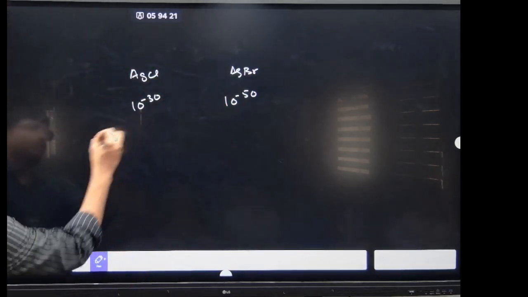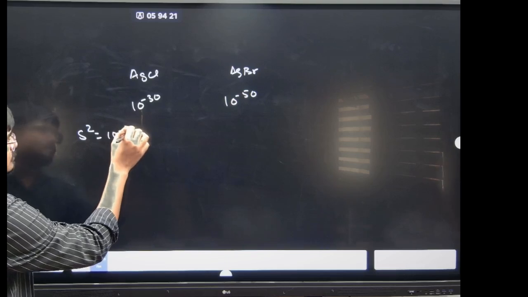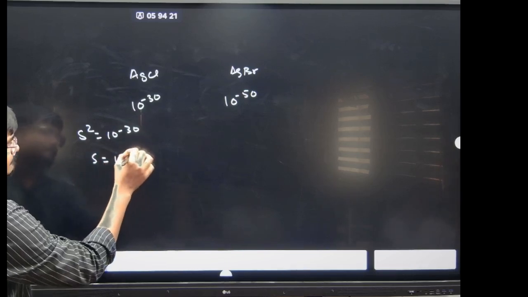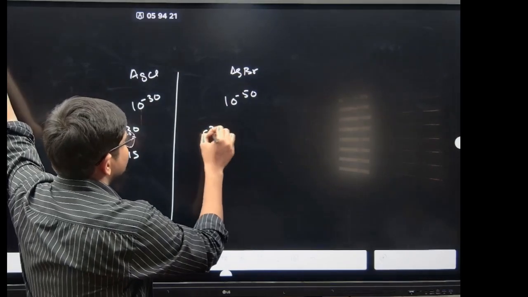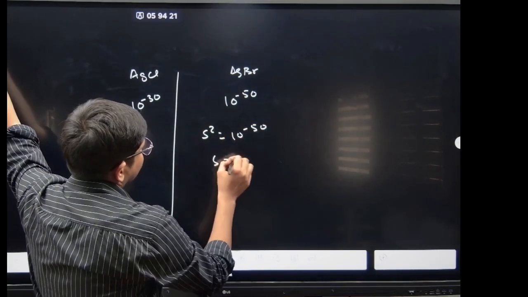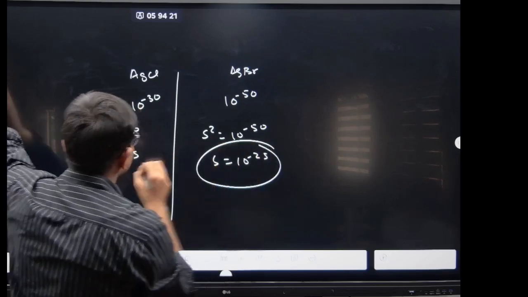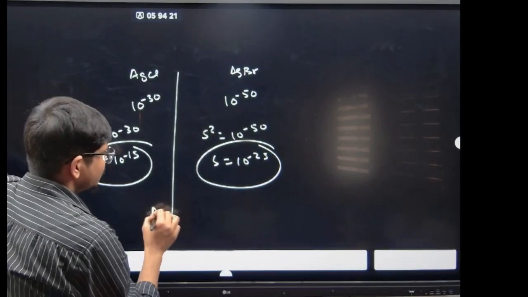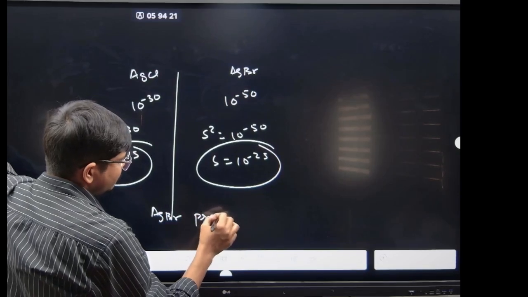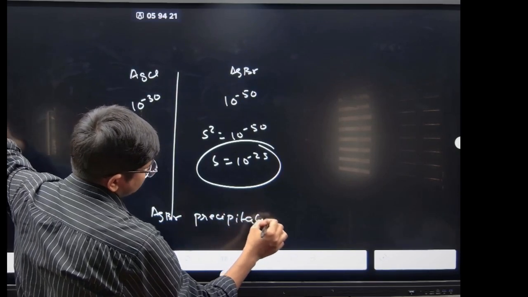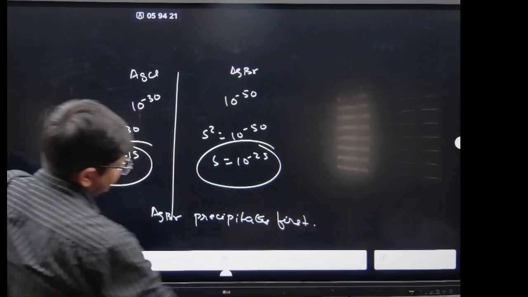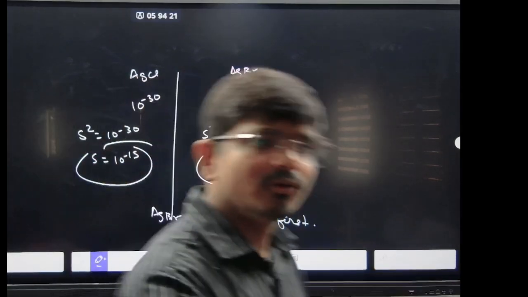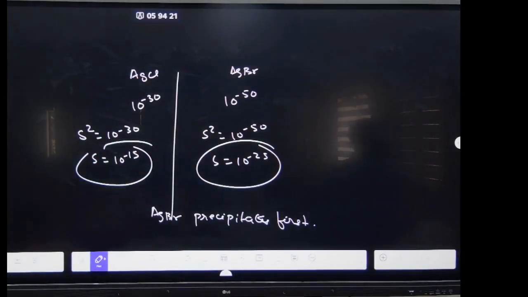See here, s square is equal to 10 to the power minus 30, so s is 10 to the power minus 15. Here s square is equal to 10 to the power minus 50, so s is equal to 10 to the power minus 25. Which is the lesser one? 10 to the power minus 25. It means AgBr precipitates first, followed by AgCl. Understood? Fine. Write it down.